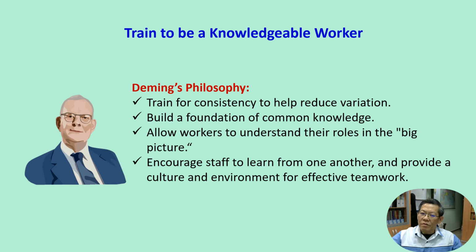Dr. William E. Deming, the American engineer who taught the Japanese about quality after World War II, said training is important to achieve consistency for reducing variation. Training builds a foundation of common knowledge. Training allows workers to understand their roles in the big picture. Deming always encouraged staff to learn from one another and provide a culture and environment for effective teamwork.